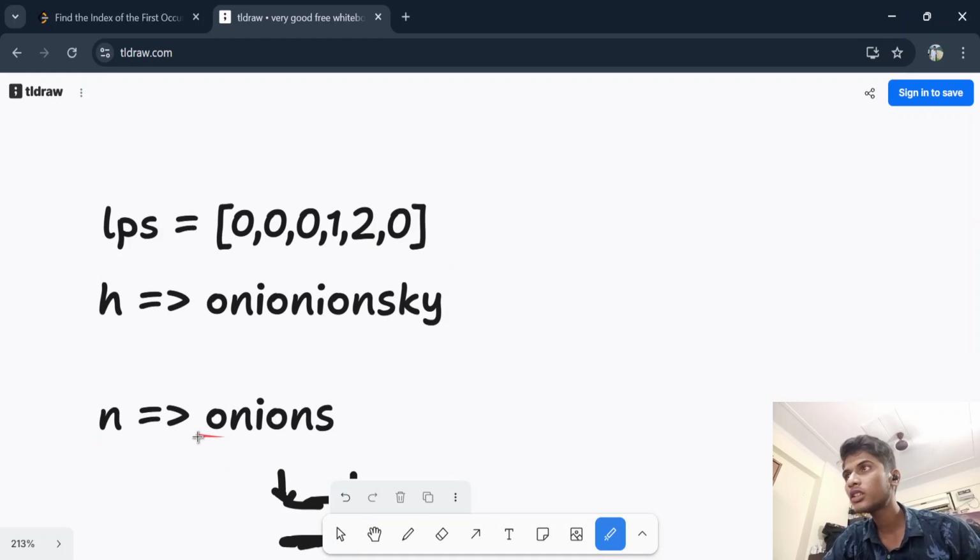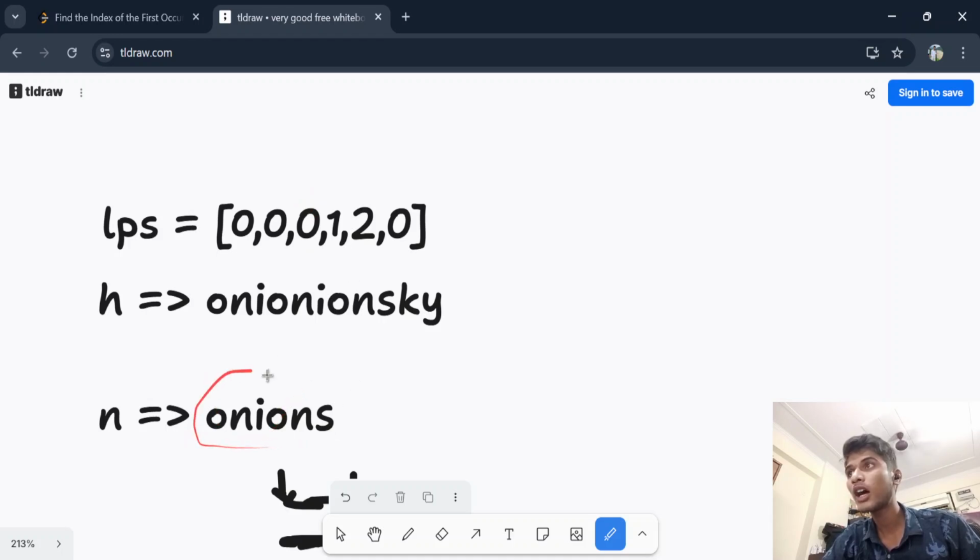O is not a prefix, not a suffix, so that's why we appended 0 here. Okay, and then if I take O and N both combined, no one is matching. If I take O and I, no one is matching, again 0. If I take O and I O, see this first O and last O, they are matching.